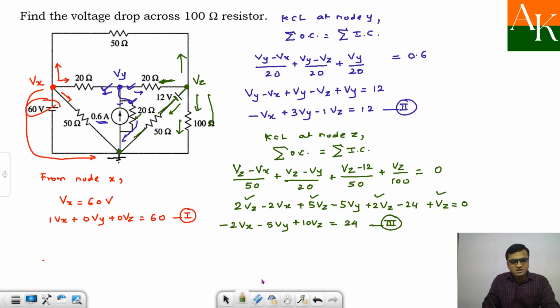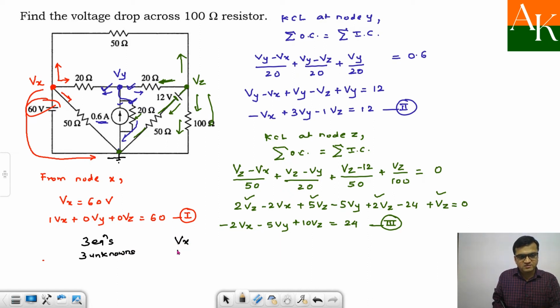So there are 3 equations and you have 3 unknowns. So that is the fair thing in mathematics, and one can substitute these coefficients and constants in the calculator and calculate Vx, Vy and Vz. So Vx turns out to be 60 volt, while Vy turns out to be 34.56 volt and Vz turns out to be 31.68 volt. The problem is not over.